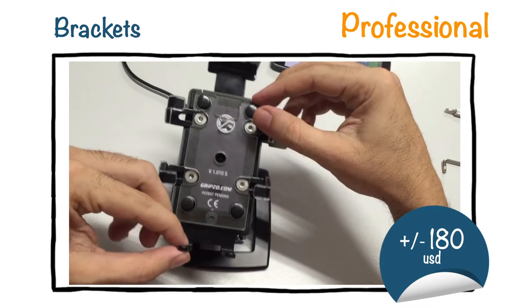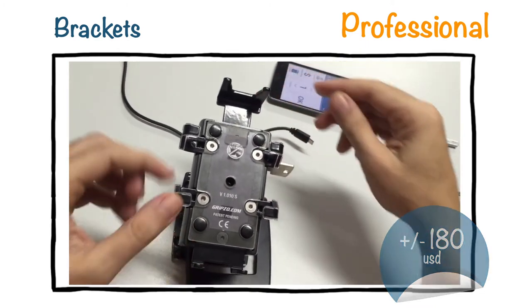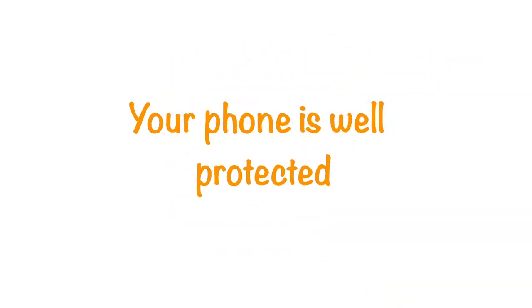These grips, both on the top and side, can be easily adjusted with an Allen wrench key. With this bracket, there's no need to worry about vandalism. The phone is well protected.